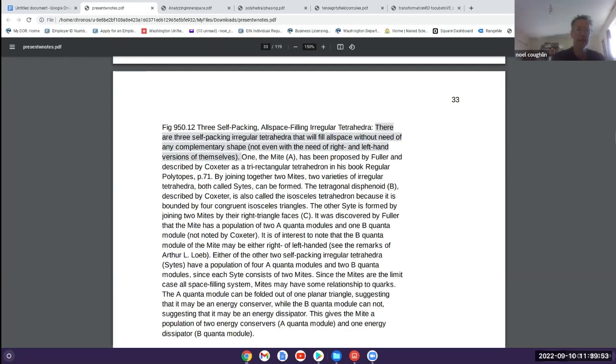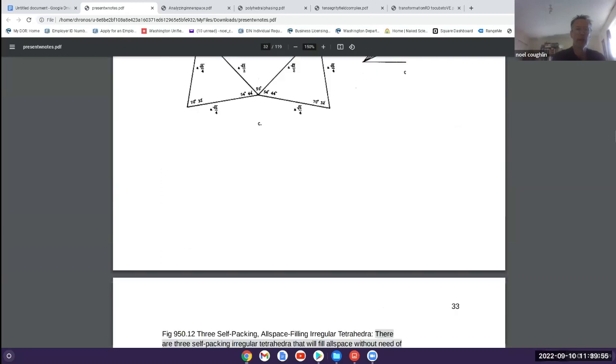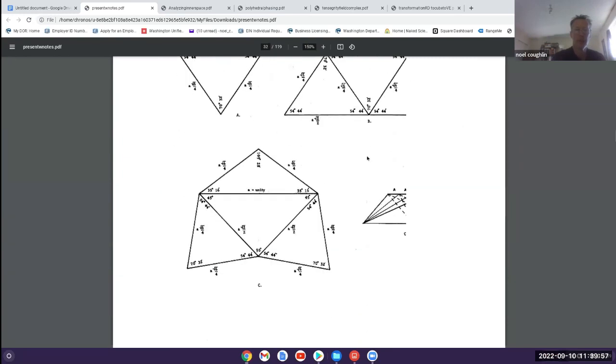One of those is the mite, which is the 2 A quantum modules and 1 B quantum module shown in this picture here.